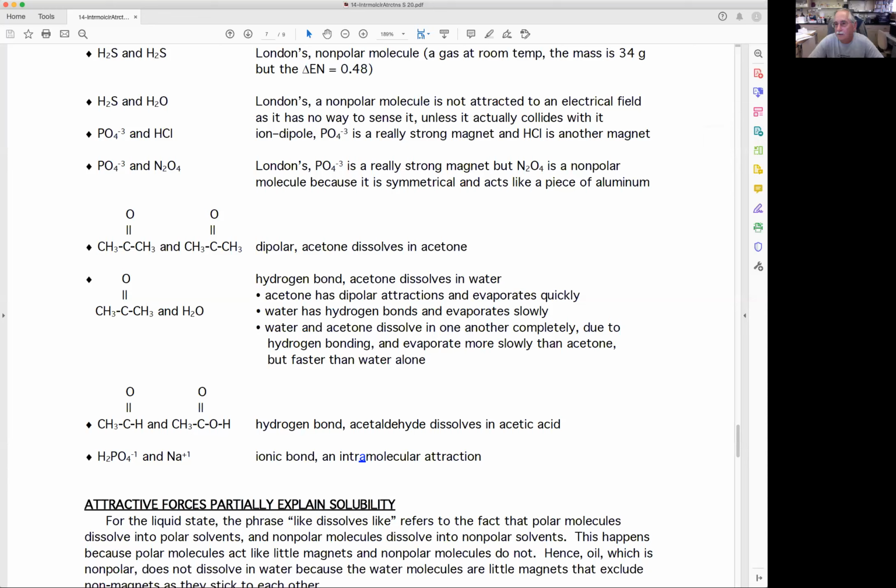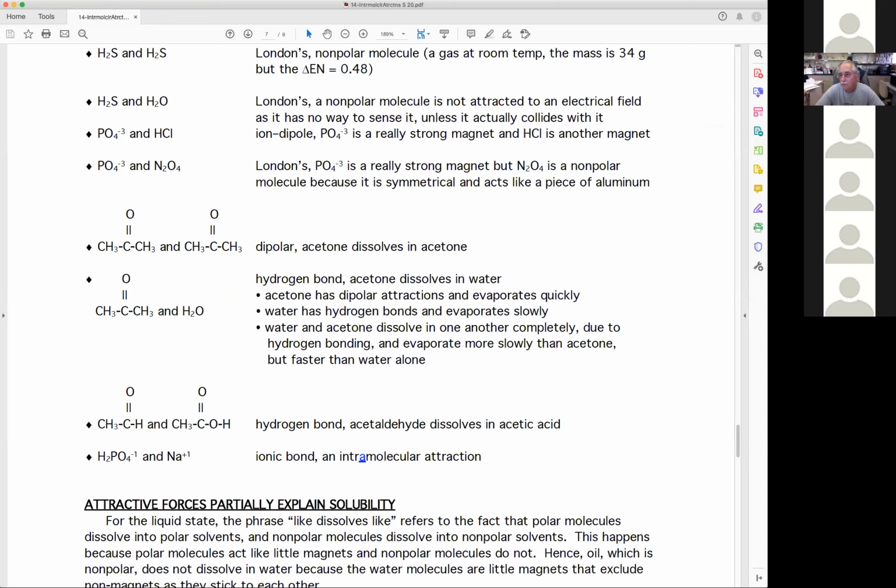Trying to find the best way to show all you people. That's this way. No, acetone evaporates very, very quickly. It's fingernail polish remover. And why is that? Because it has only dipolar attractions. It doesn't have hydrogen bonds like water does.